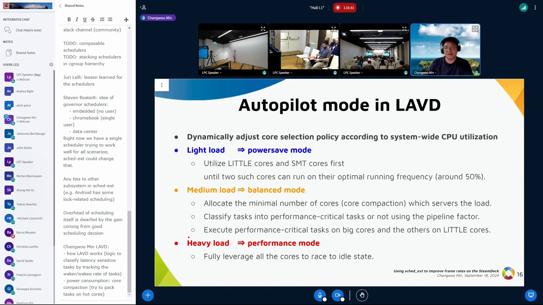So having this in mind, this observation triggered the idea of the autopilot mode in the AVD. Basically, autopilot mode dynamically adjusts the core selection policy according to the system-wide CPU utilization. If the system is lightly loaded, AVD is going to run in the power-save mode, so actively utilize the little cores and SMT cores first up to some certain point. And when the system is highly loaded, then the AVD performs the core selection policy to fully utilize all the cores and to raise the idle state.